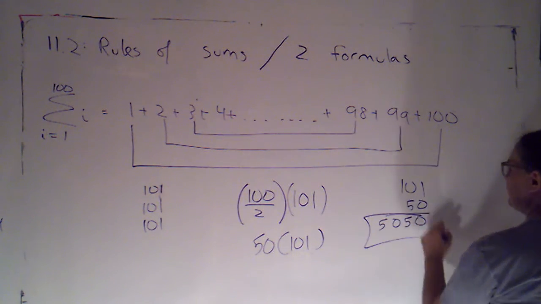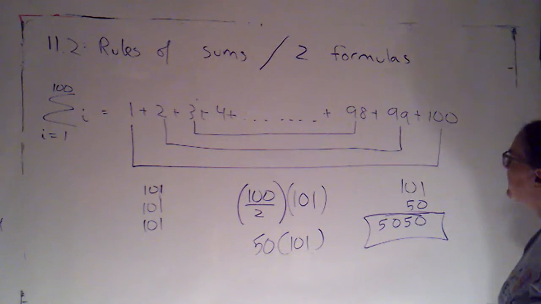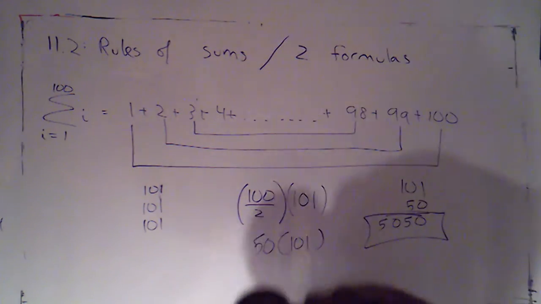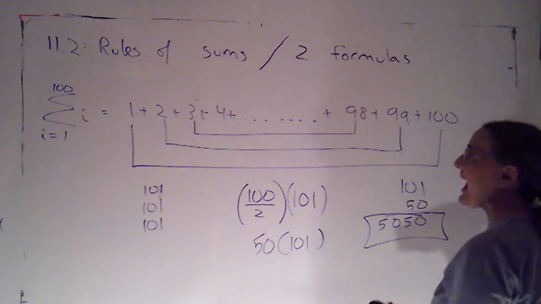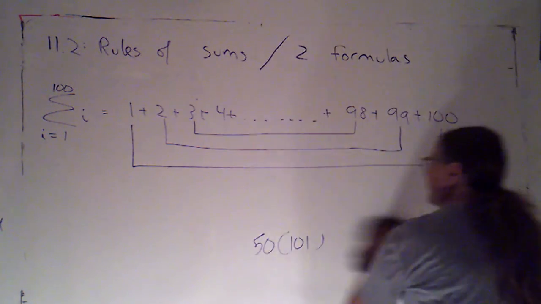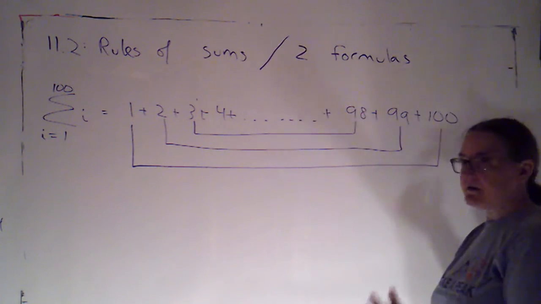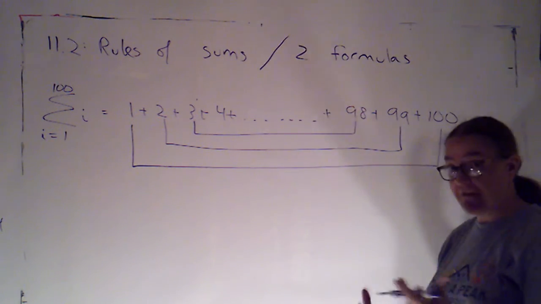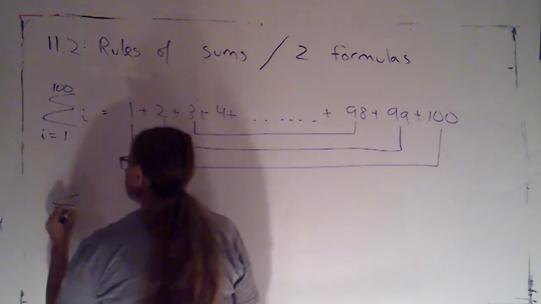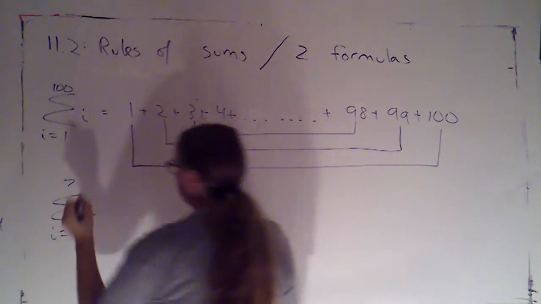It's 5,050. Okay. Kind of cool. Now, in this particular example, you'll notice that we had an even number of terms, and with an even number of terms, we were getting a nice pairing. We had 50 pairs.